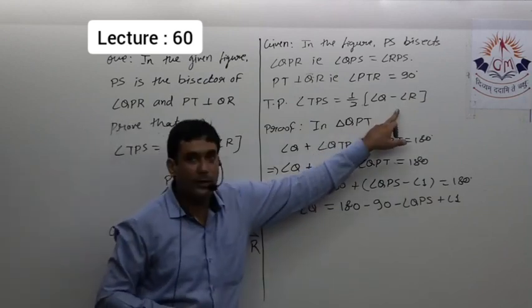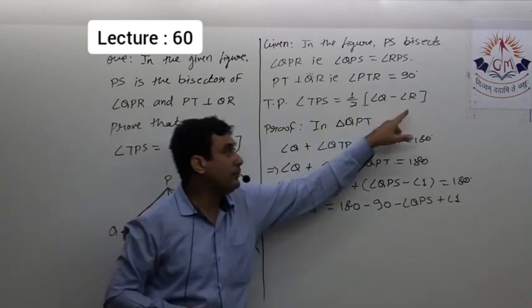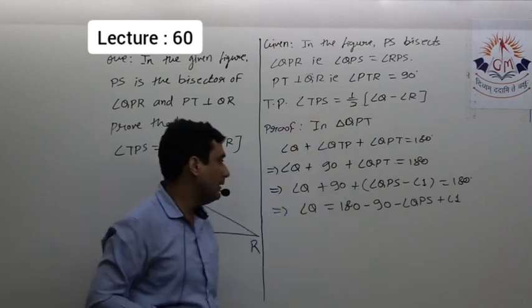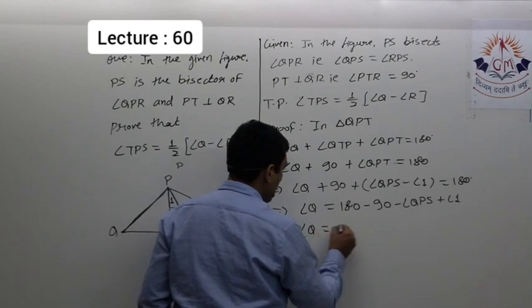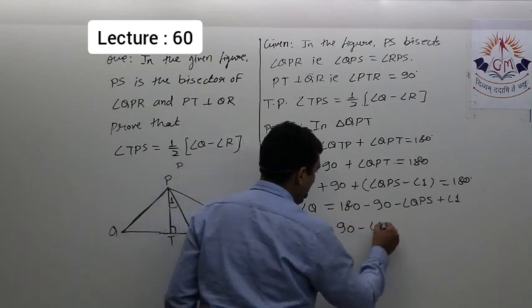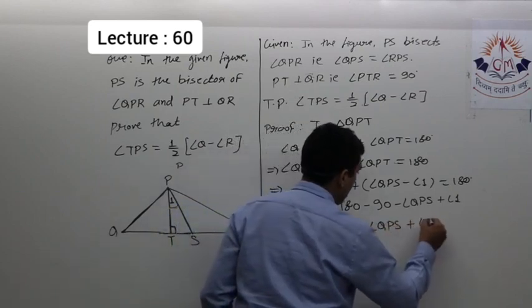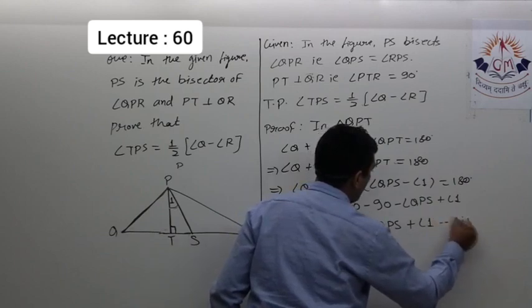Now I will try to get angle R. Then I will subtract these two, then definitely I will get this. See, angle 1 means angle TPS. So here angle Q is equal to 90 minus angle QPS plus angle 1. Let us call it equation number 1.